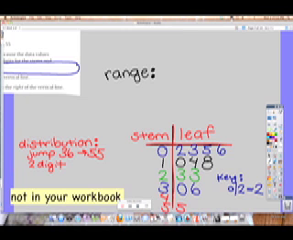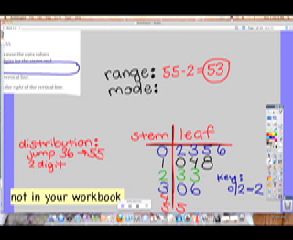I want a hand in the air on this one. How do you remember what mode stands for? Donnie, thanks for raising your hand. What do you think? It's the number that appears the most. He said it's the number that appears the most. That's how I remember it. Mode, most, mode, most. They sound the same. All right, what number is in there the most times? Check. So our mode is 23.